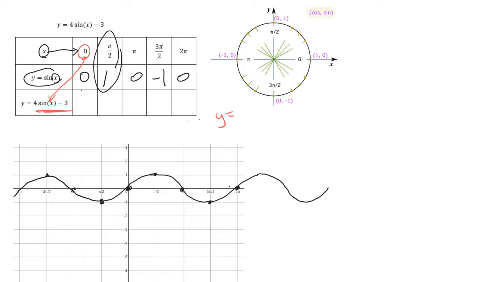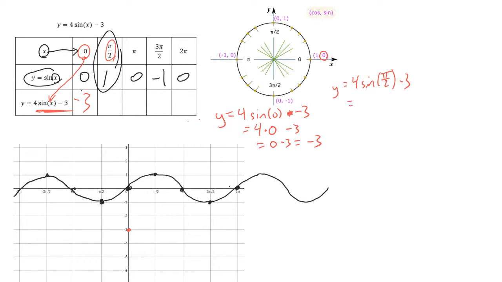What if my equation said y equals 4 times the sine of 0 minus 3? Well, the sine of 0, that's right here. I would get 0. So this would say 4 times 0 minus 3. 4 times 0 is 0, and 0 minus 3 is -3. And so I would plot a point at 0, -3. Then I go to the next point, x equals pi over 2. My equation would say y equals 4 times sine of pi over 2 minus 3.